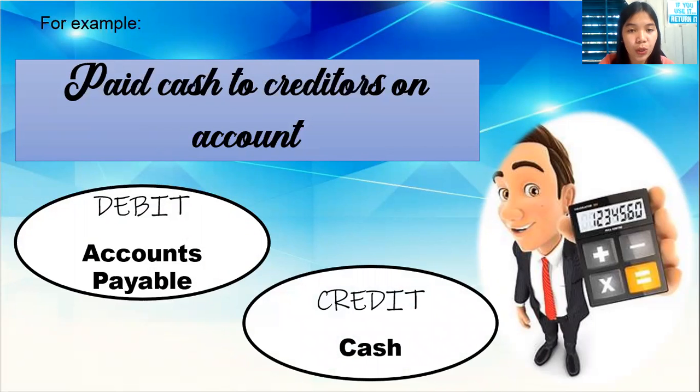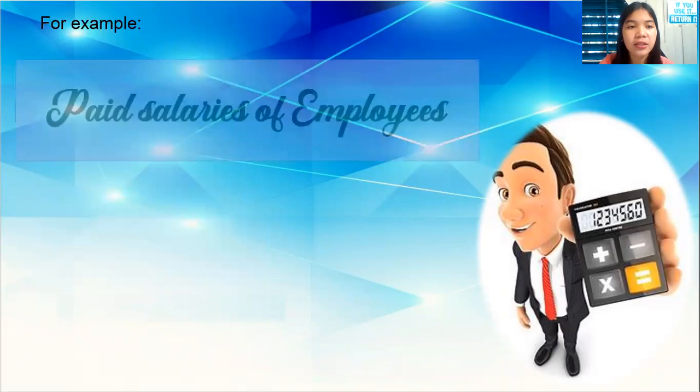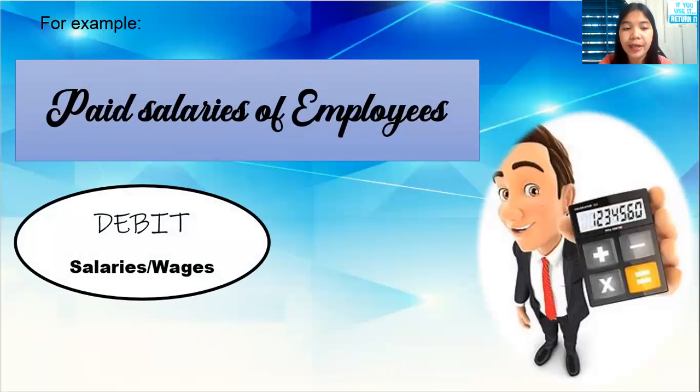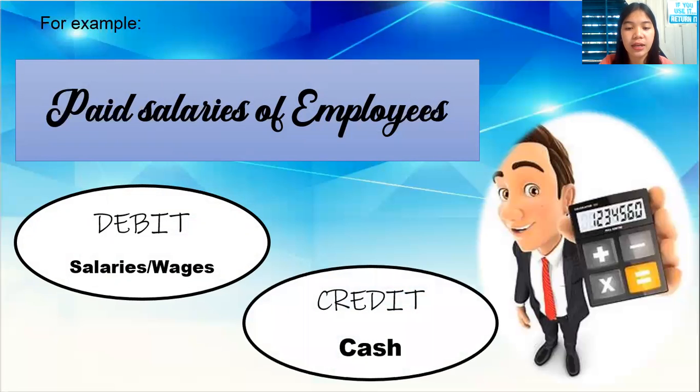We have here our cash. Next one is paid salaries of employees. Now, if you can read this one, salaries, so automatically we have our salaries and wages expense on the debit side, right? So next one is the cash. You are posting your salaries and wages with a cash.